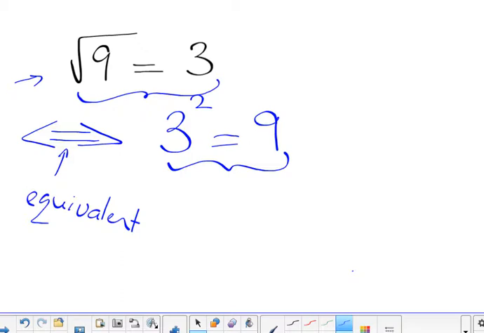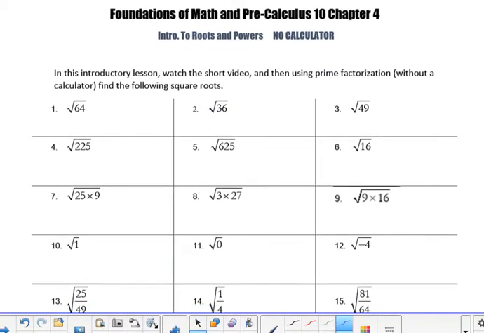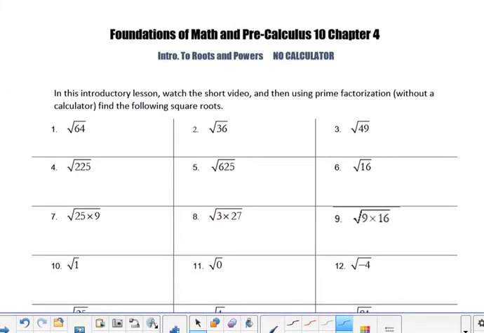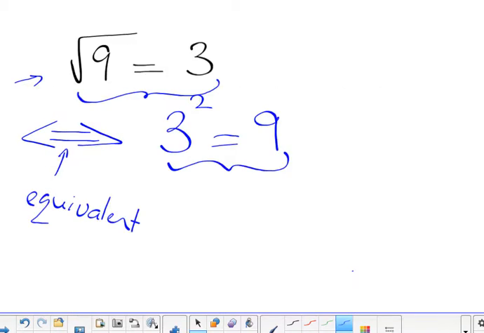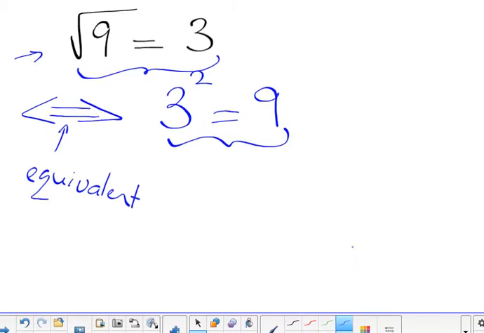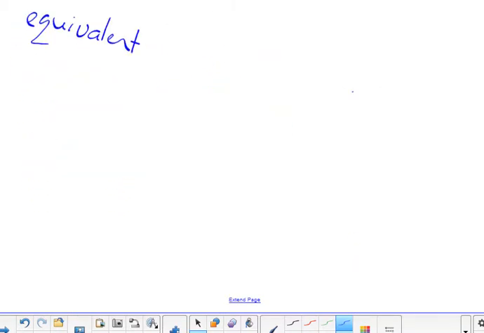Now, let's come over here. We're told that sometimes, if we can, we use prime factorization to evaluate these square roots. So let's look at the first one here. We've got the square root of 64. Now, we know that the square root of 64 is equal to 8. But let's have a look at it thinking of it in terms of prime factors. So, the square root of 64.